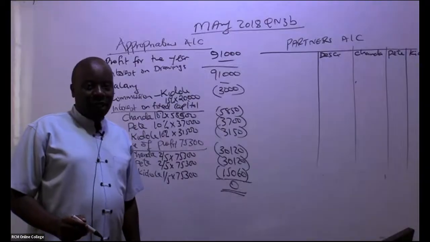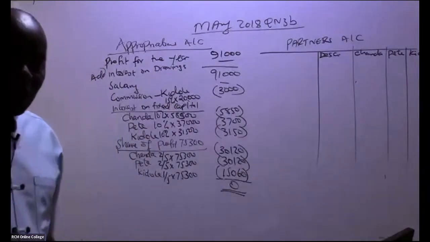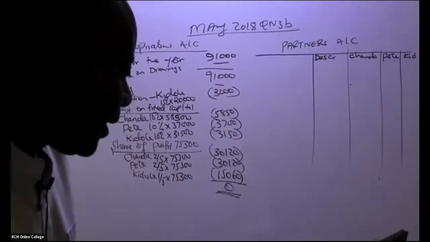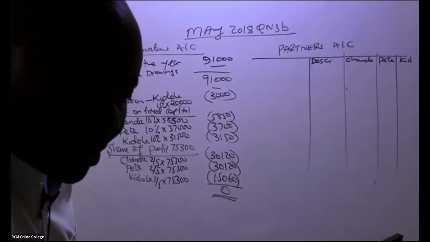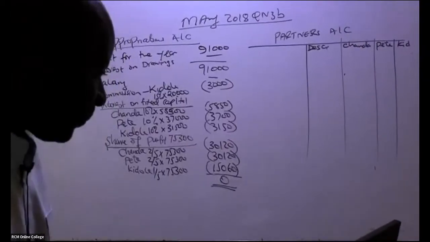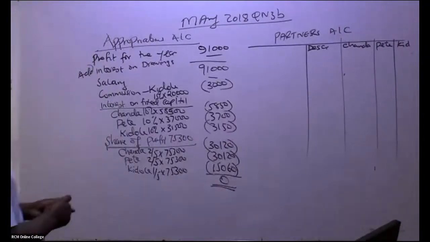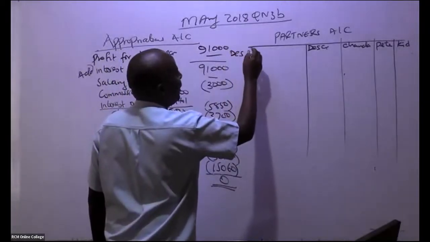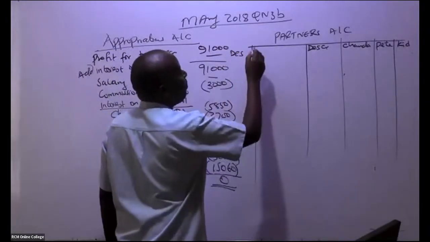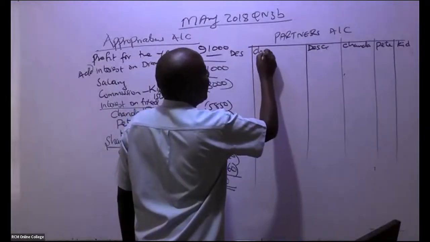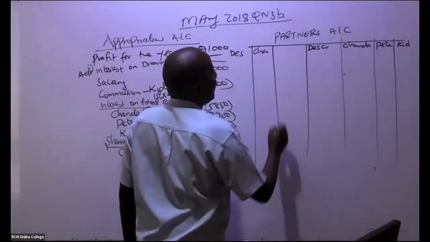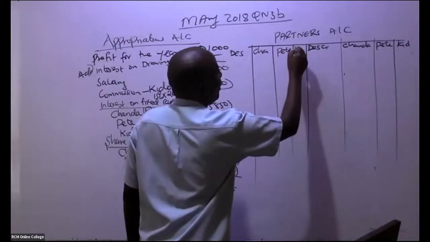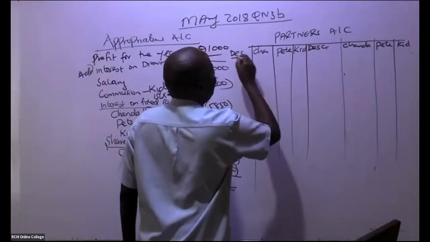I'll change the camera a little bit just to capture the other side. Yeah, that's very good. And then of course we have here this other side as well. Just for lack of space, I'll write a description. Then we have our partners here. We have Chanda. We have in this case here Pete. We have in this case here Kidole, like that.